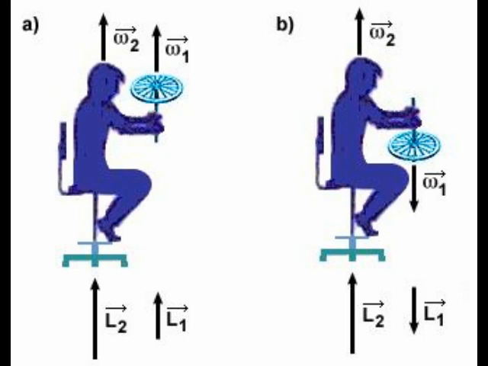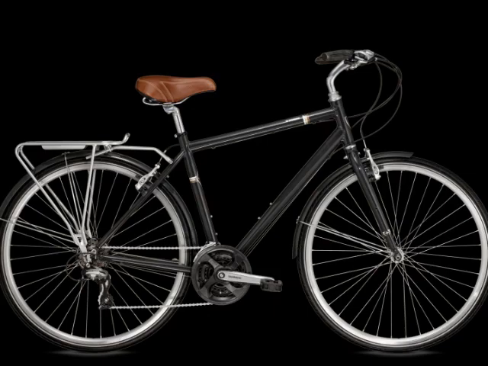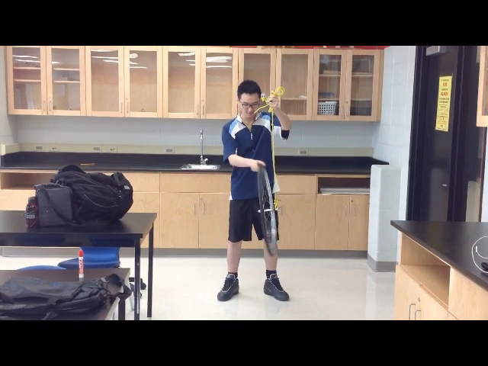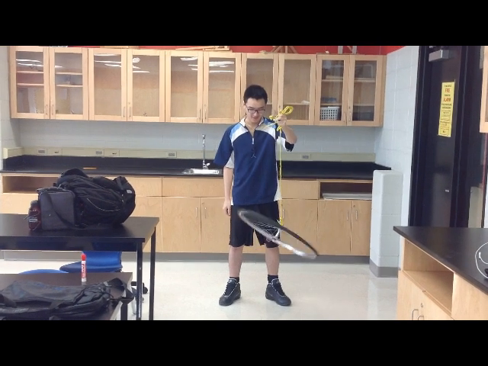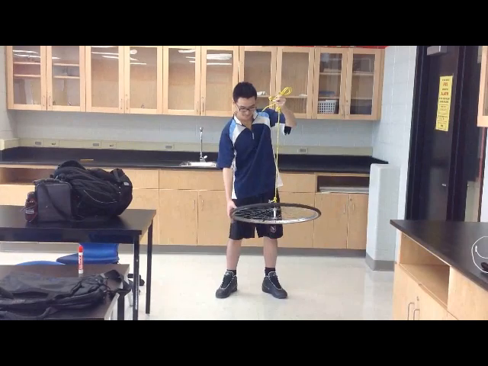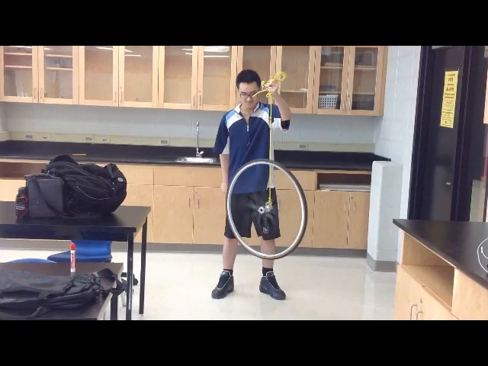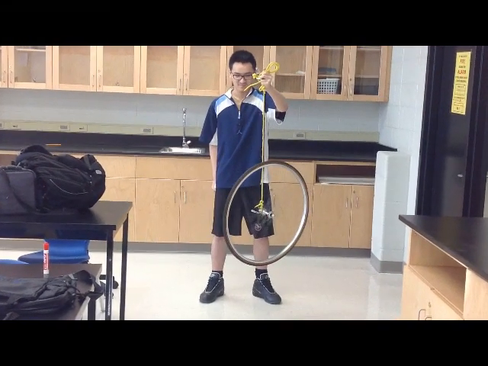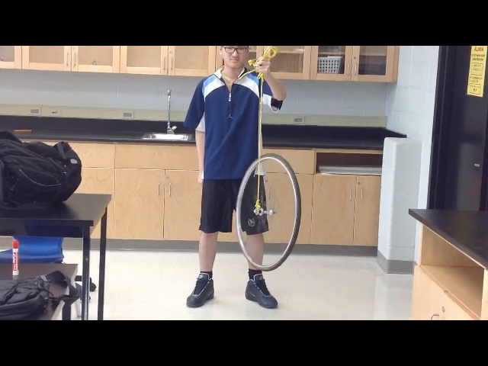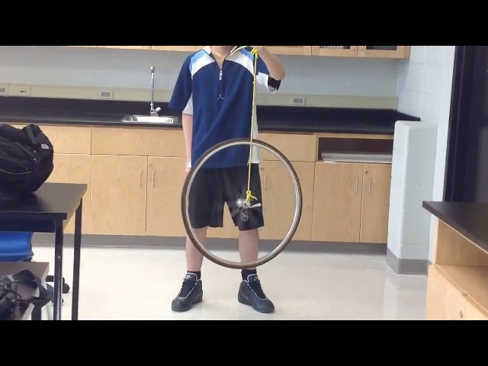This concept is directly related to riding a bike. A bicycle held up straight will fall over if let go of. However, the faster the wheels turn, the less likely the bicycle is to fall over. This is because the bicycle is trying to conserve its angular momentum.